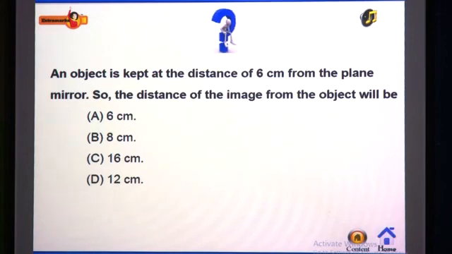Let us try to answer a multiple choice question to test our knowledge. An object is kept at the distance of 6 cm from the plane mirror. So the distance of the image from the object will be A 6 cm, B 8 cm, C 16 cm and D 12 cm. The correct option is D.